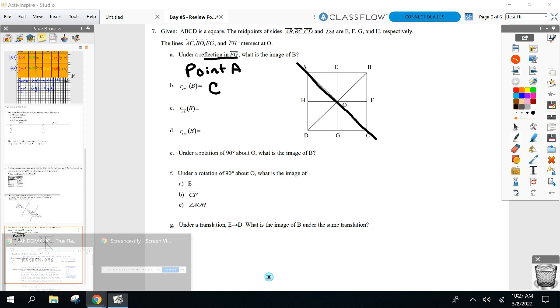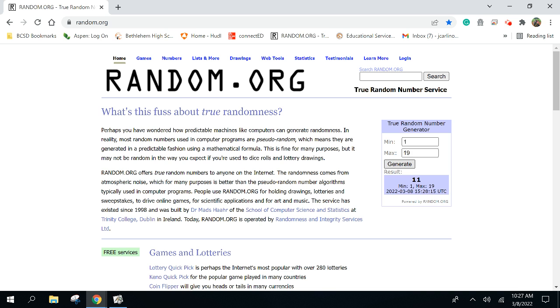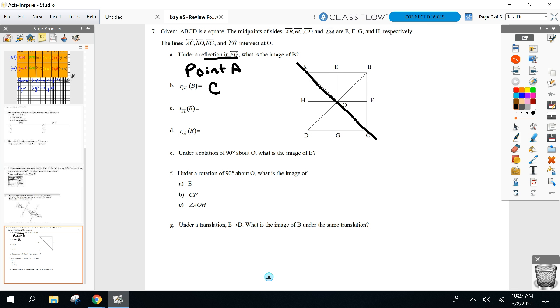Where does point B go now, but now over AC? Point D. Sorry, I didn't hear you. Point D. And then a little challenge for you on this last one. Now reflected over DB. Line DB. Take point B, reflect it over DB.